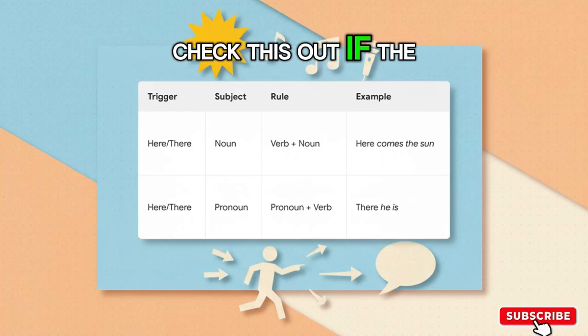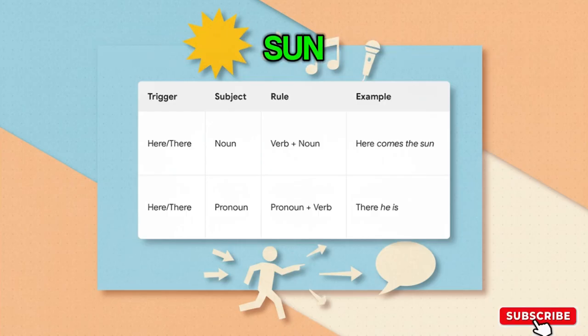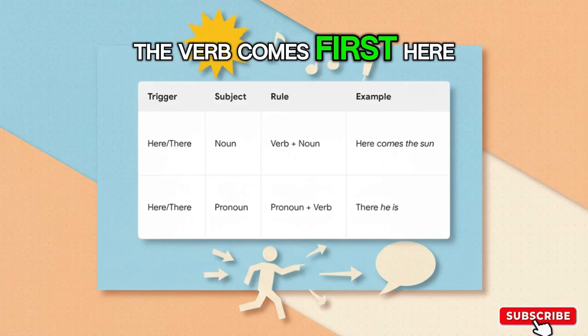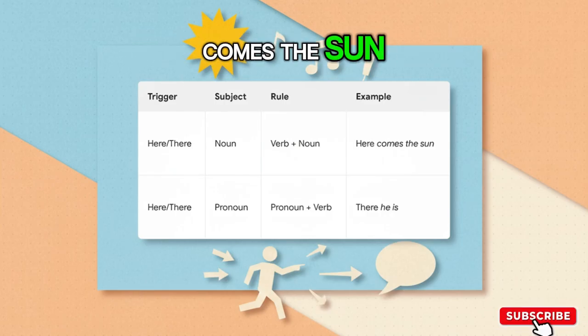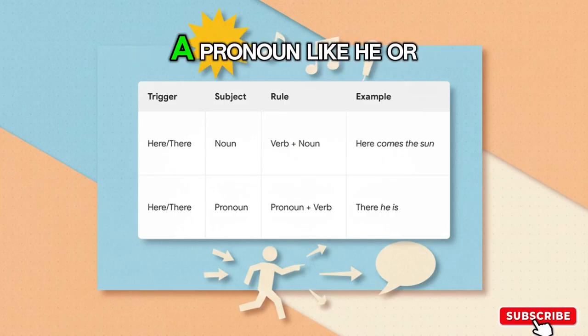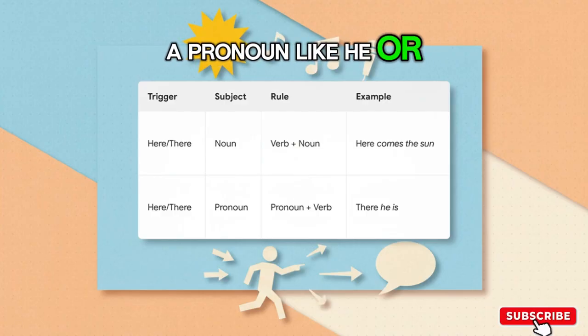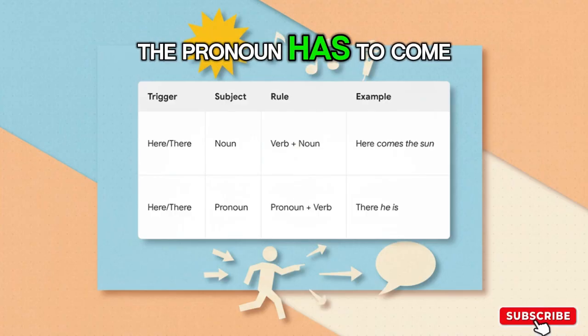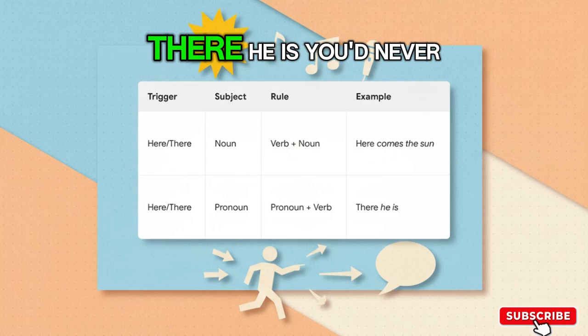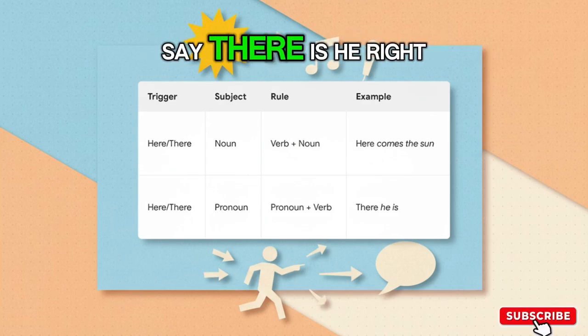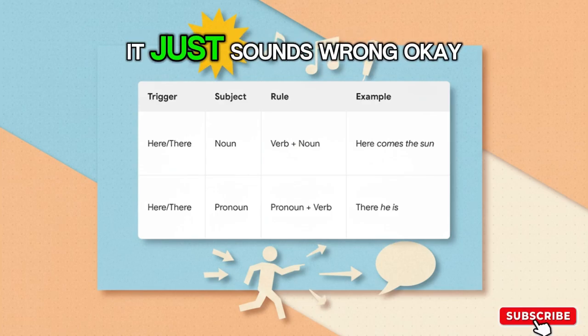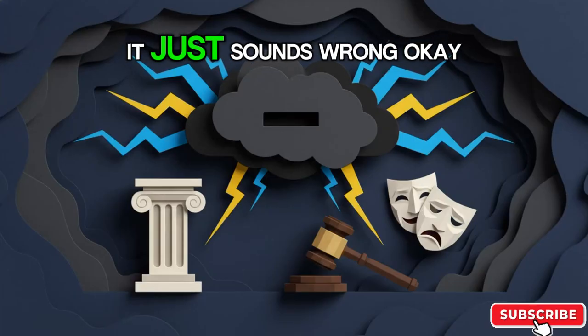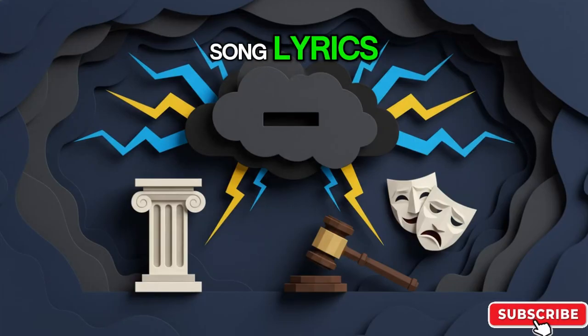Check this out. If the subject is a noun, like sun, the verb comes first. Here comes the sun. But if the subject is a pronoun, like he or it, the pronoun has to come first. There he is. You'd never say, there is he, right? It just sounds wrong.